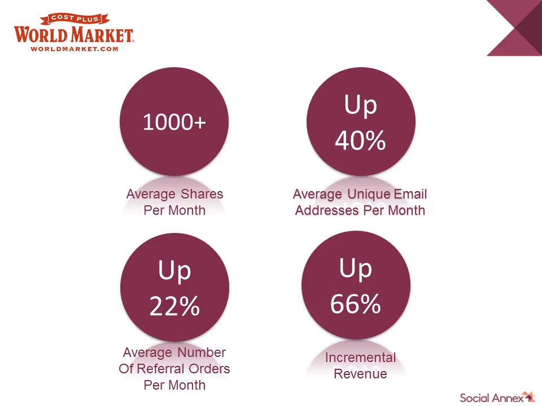So in the last couple of months that we've been working with World Market, they've seen an average of over 1,000 emails collected each month and over 1,000 shares actually going out. Now, those email collections are going up by 40% year over year as they continue to scale with Social Annex. Additionally, the average number of referral orders per month is going up 22% year over year. Now, this is something that World Market had already been doing on their end with other tactics, and the Refer a Friend program has been able to drive additional referrals for them.